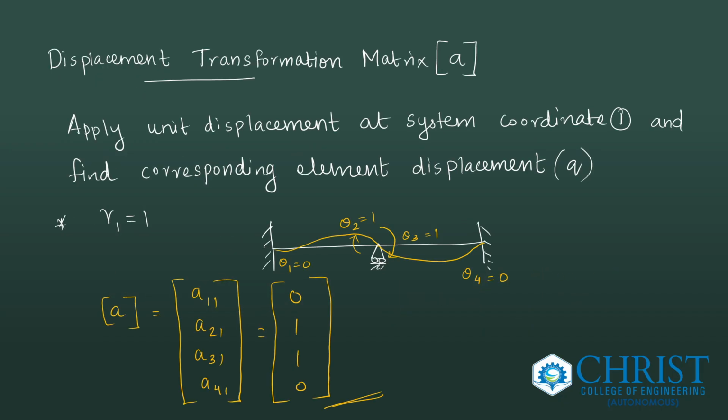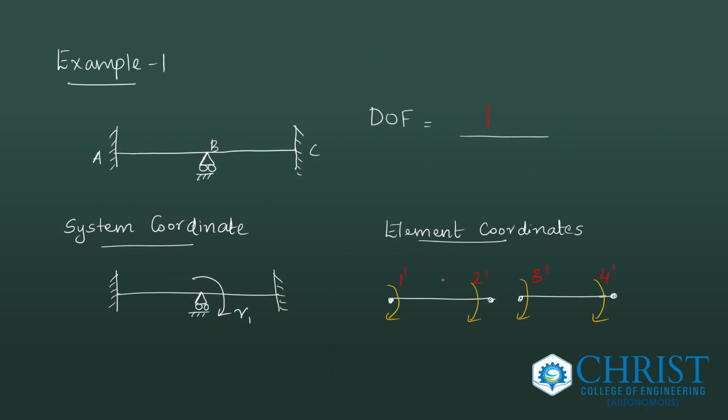Then, how will you derive the displacement transformation matrix? The first step is that you apply a unit displacement at system coordinate 1. So this is my system coordinate 1. I apply a unit system displacement and find the corresponding element displacement values. We have 4 element nodes, that is 1 dash, 2 dash, 3 dash, 4 dash, and only one system coordinate, that is R1. So by applying a unit displacement at R1, I find the values of 1 dash, 2 dash, 3 dash, 4 dash.